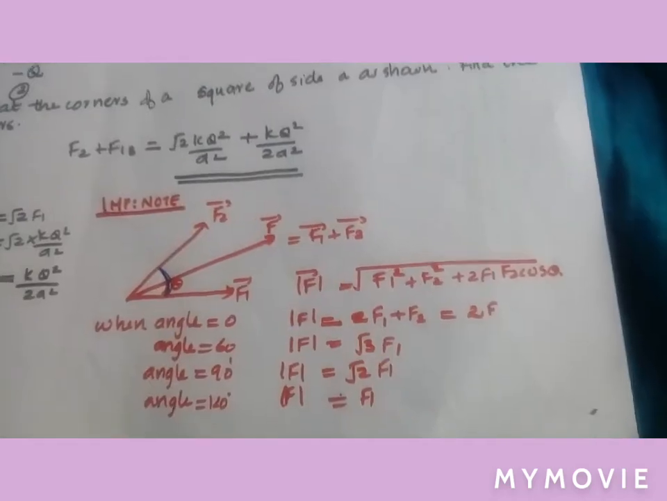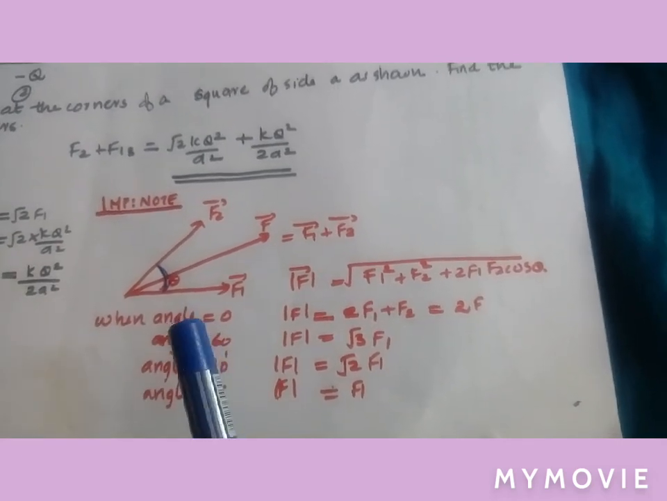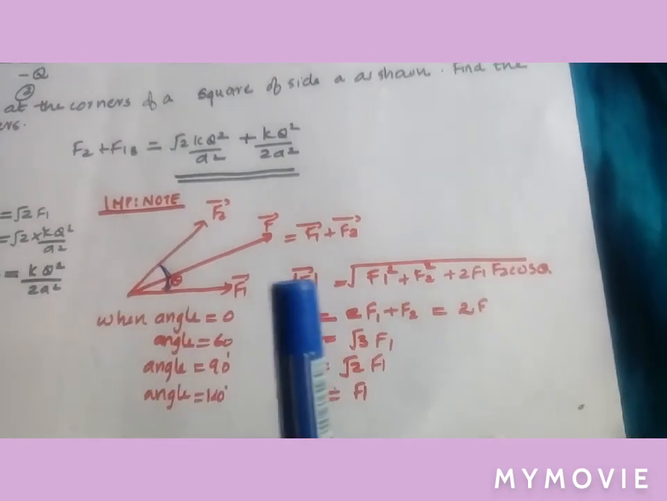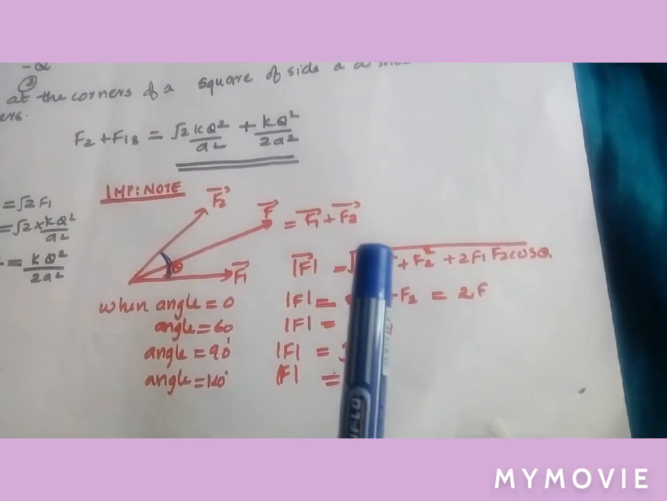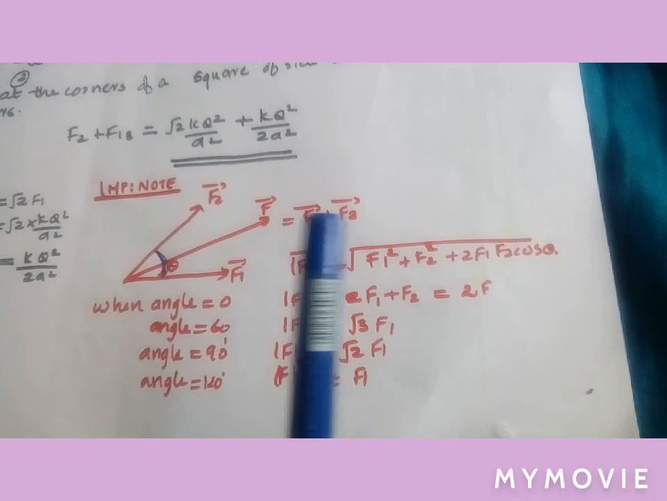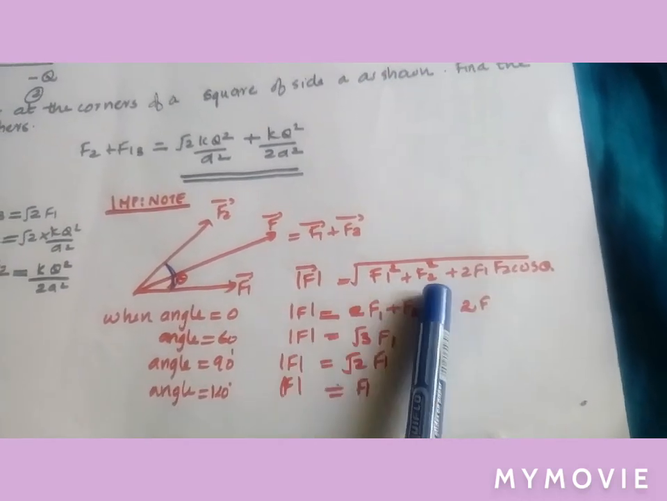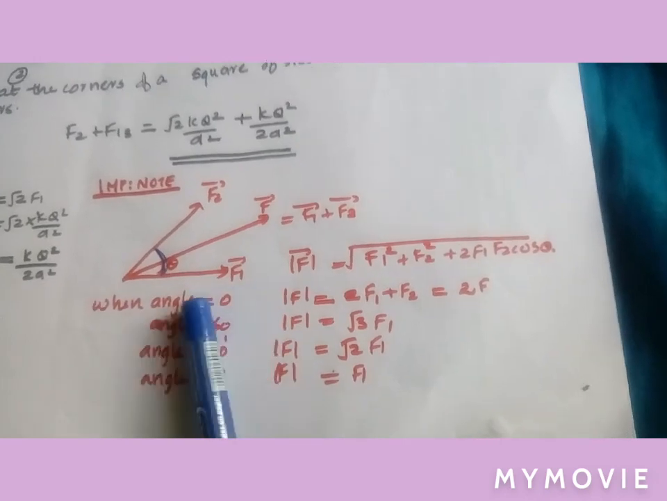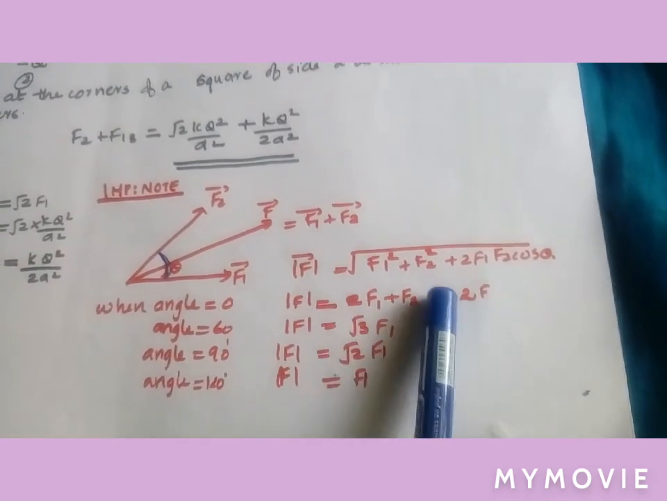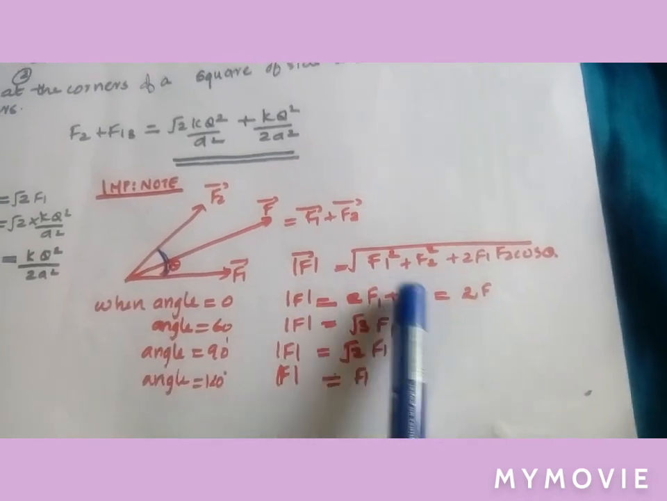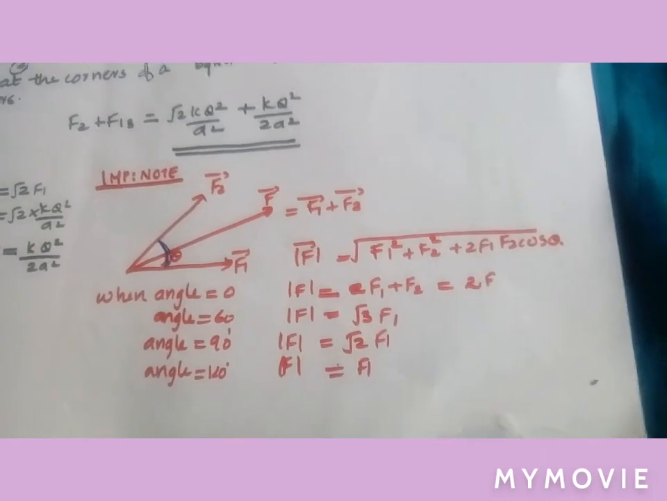Here we have to study an important note: for two forces F1 and F2 at an angle of theta, the modulus of the resultant force F1 plus F2 is the square root of F1 square plus F2 square plus 2 F1 F2 cos theta. If the angle is equal to 0, cos is 1, so that is F1 plus F2, which is equal to 2F when F1 is equal to F2. That is, the forces are the same and the angle is 0, so they can be added.